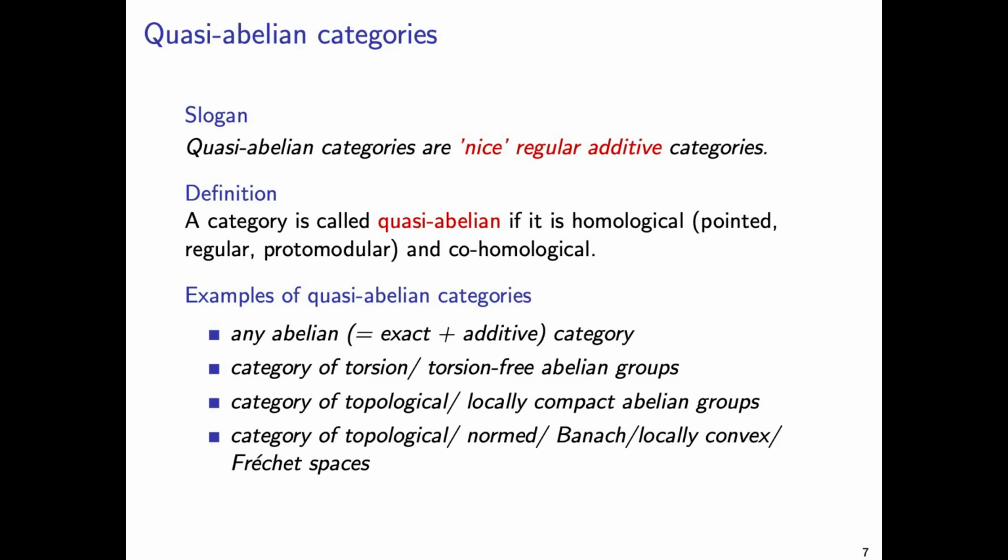A category is called quasi-abelian if it is homological, so pointed, regular, and protomodular, and its opposite category is also homological. Examples of quasi-abelian categories are given by any abelian category, since we know that abelian means being exact and additive at the same time. But non-exact examples of quasi-abelian categories are, for example, the categories of torsion or torsion-free abelian groups, the categories of bornological or locally convex abelian groups, or the categories of bornological or normed Banach convex spaces.